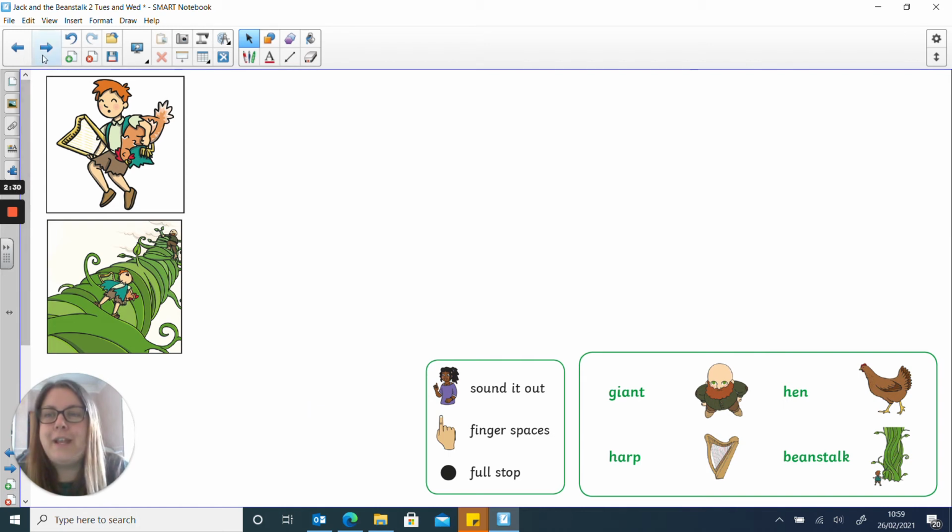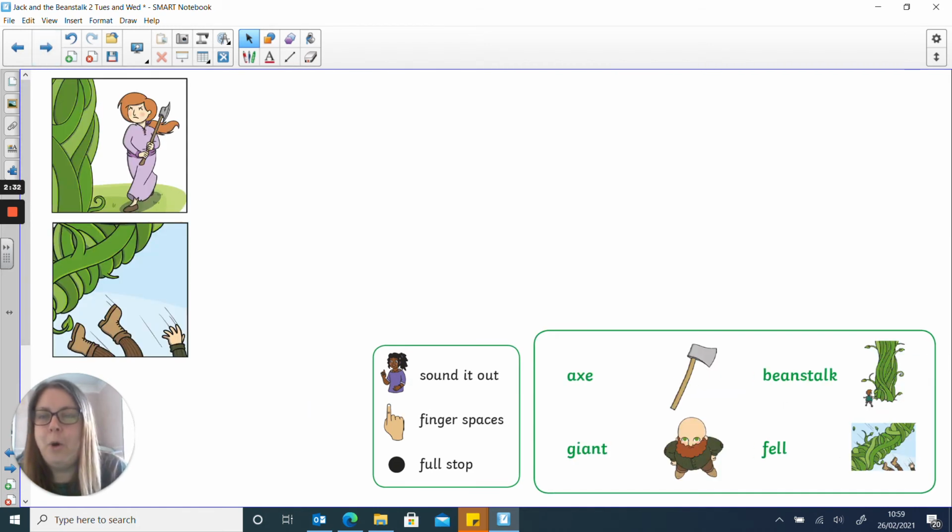Let's have a look at our next pictures then. So we've got here Mum, quite a furious, angry face, hasn't she, ready to chop down the beanstalk with her axe, and the giant flying off the beanstalk as it's chopped down. So our words today for these two pictures are axe, giant, beanstalk and fell. So again, you can use those spellings there to help you.